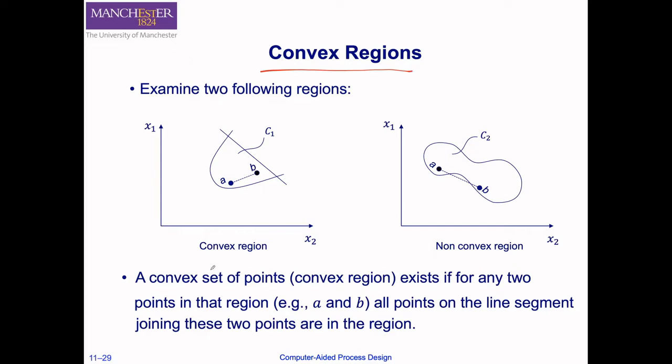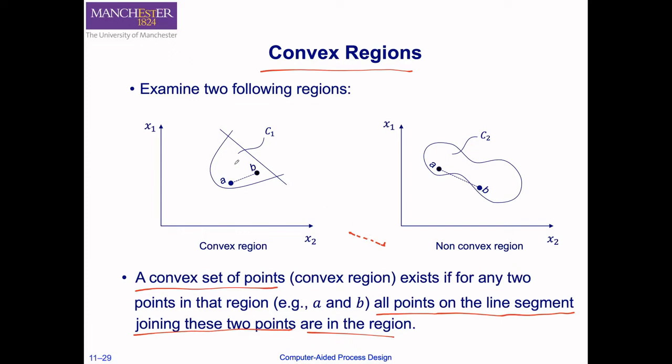A region is convex if all the points on the line segment that joins any 2 points in the region are also in the region. In other words, we take 2 points in the region and use a line segment to join these 2 points. If all the points on the line segment are also in the region, then this region is convex.